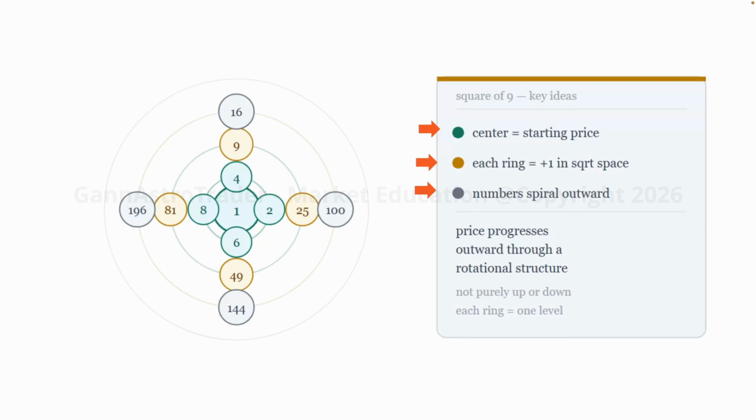Once price is transformed into square root form, it begins to behave like movement along a geometric structure. This connects directly to the concept of the Square of 9, where numbers are arranged in a spiral pattern. In this framework, price is no longer just moving upward or downward, but progressing outward through a structured rotational system.